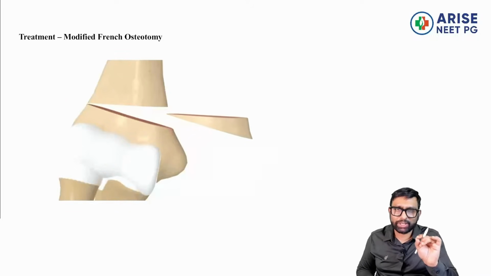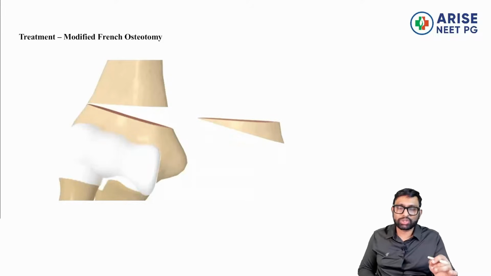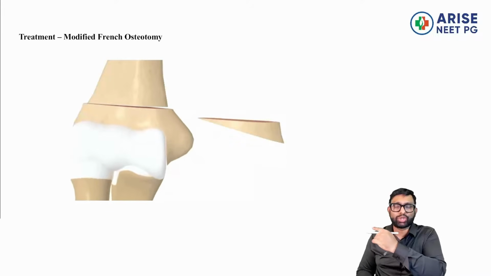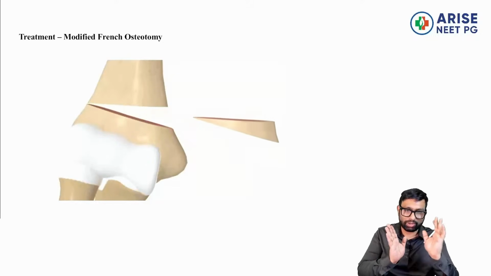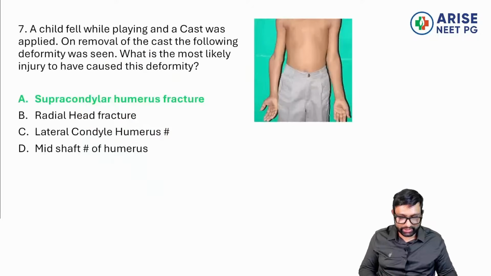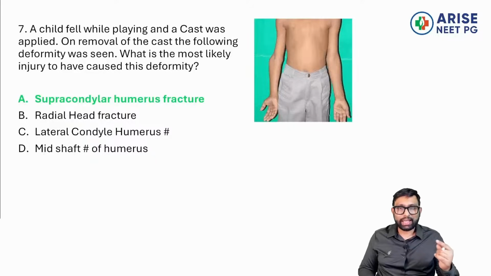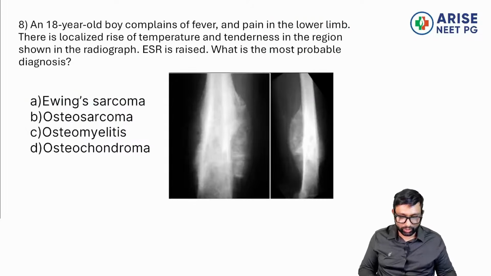Remember one more MCQ here: the treatment for gun stock deformity is a modified French osteotomy, where you remove a wedge of the bone and correct the deformity. That is a modified French osteotomy, the treatment for the gun stock deformity following supracondylar humerus fracture. So that's what you have to remember.